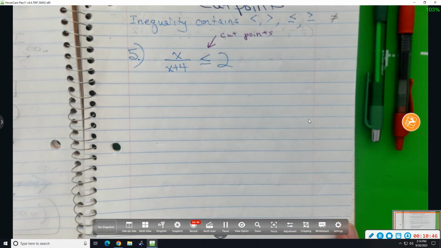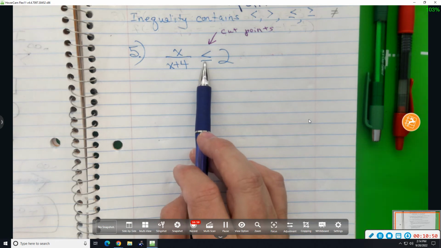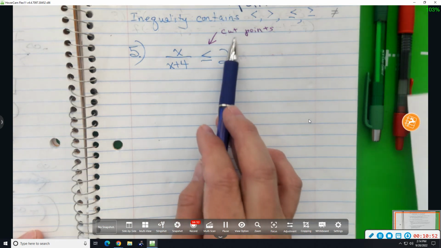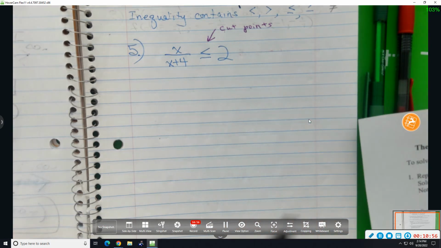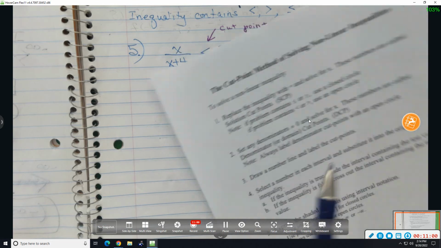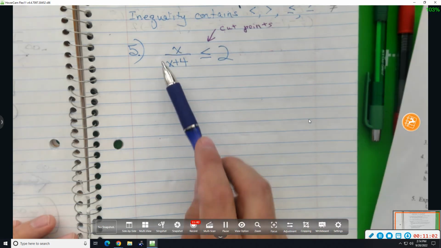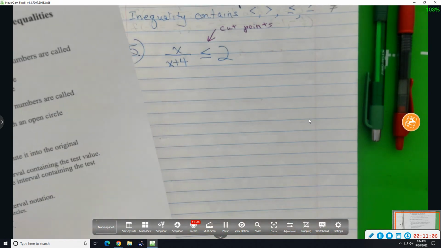And I just said, oh, wait, no, that's a good idea. So we have an inequality symbol. That's what tells you you're going to have to use cut points. The first thing you'll do to solve an inequality using cut points is to ask yourself, okay, when does the left side equal the right side? Look at the instructions. Okay, here's step 1.